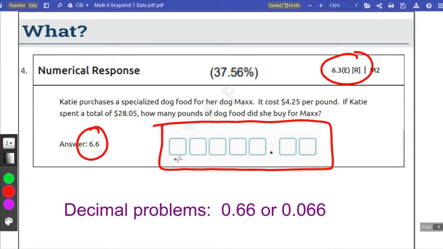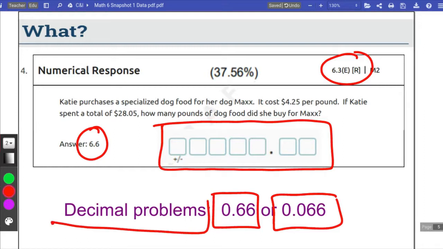As I was going through the data for the entire district, I noticed some students answered either 0.66 or 0.066. That tells me that dividing was okay, but there was a misunderstanding of where the decimals are supposed to go. So that looks more like a decimal problem to me.